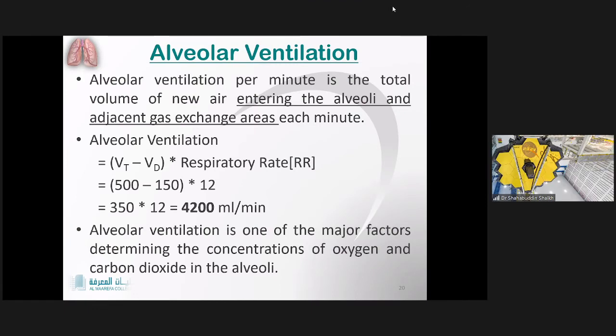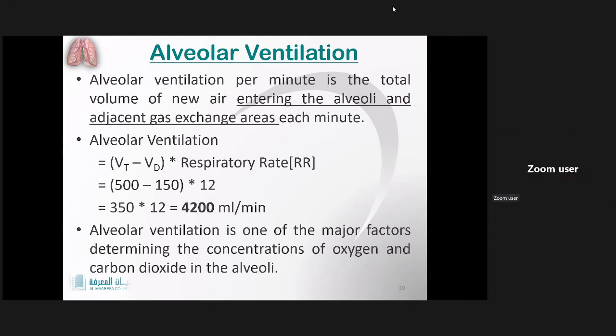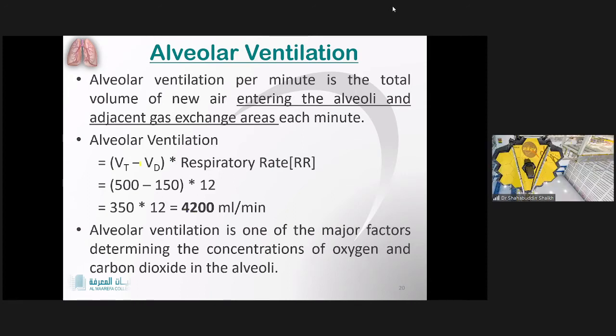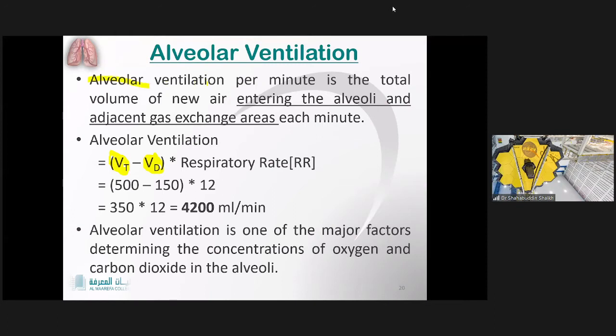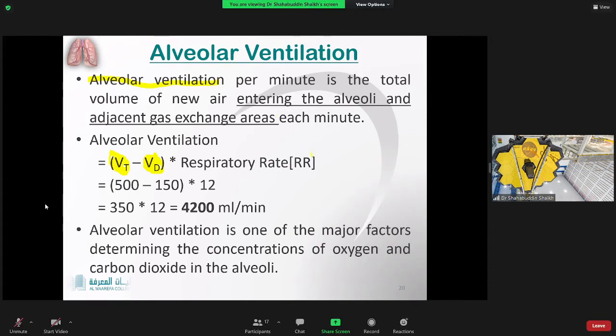The second thing: whenever you are asked to calculate alveolar ventilation, you have to subtract the dead space volume from the tidal volume. You see VD in the formula, and this VD is nothing but dead space volume. And this is tidal volume. Can you see the yellow highlight I am making on the slide? Yes. So how much is the alveolar ventilation of a person whose tidal volume is 400, dead space volume is 100, and respiratory rate is 10?